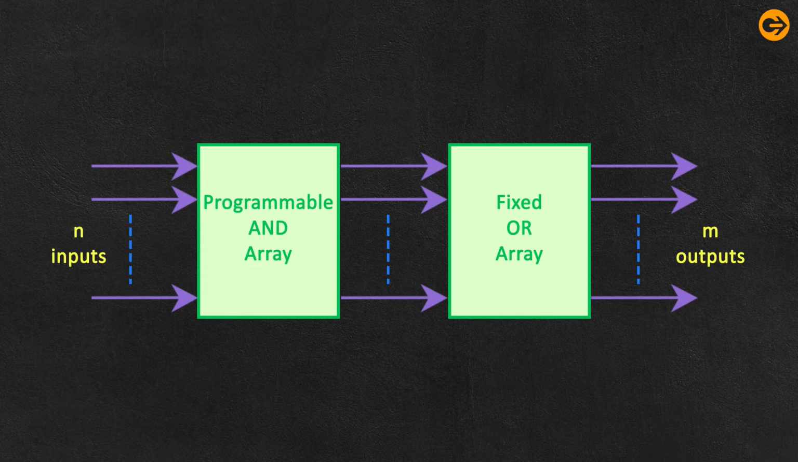However, in PAL, only AND gates are programmable, whereas the OR gates are fixed in PAL. This makes the device more flexible, easier to program, and cost-friendly than PLA. They are used to implement logic functions in digital circuits.